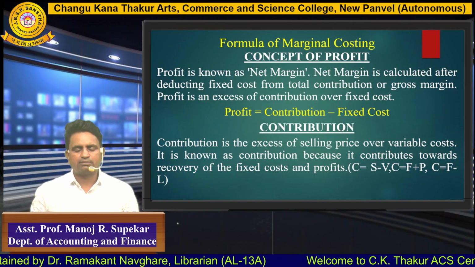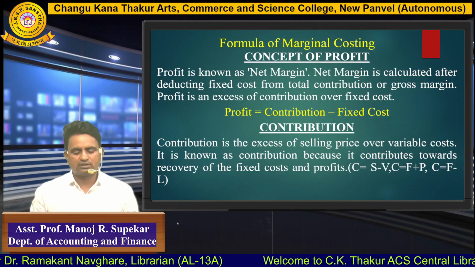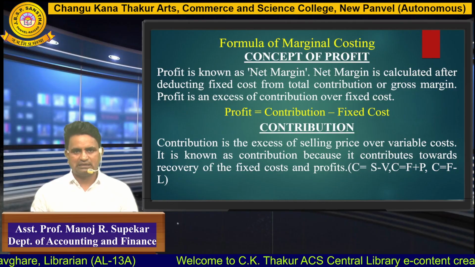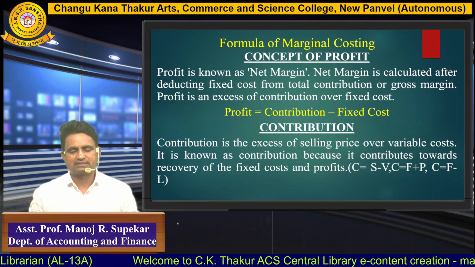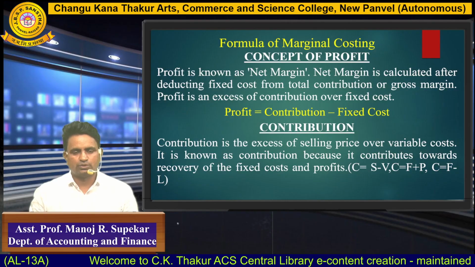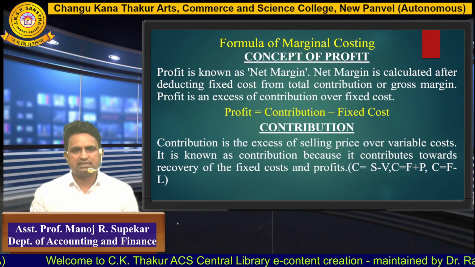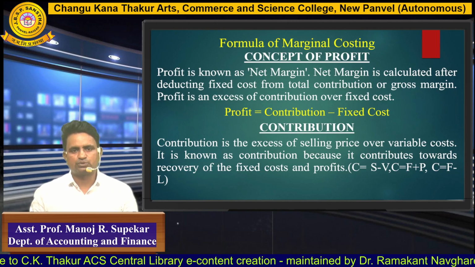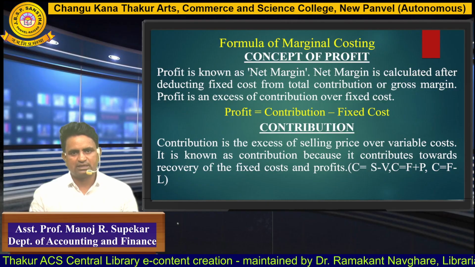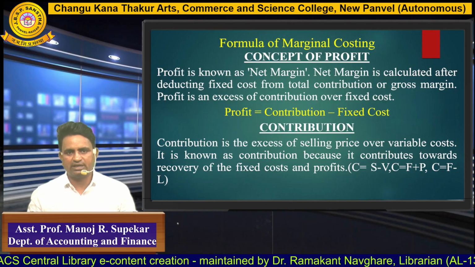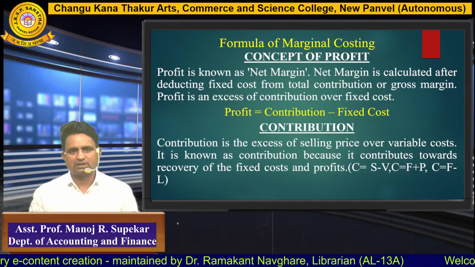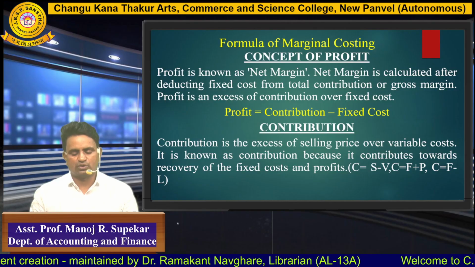Now we're talking about the second concept, that is contribution. Now what is the contribution? Contribution is the gap between sales and variable cost. Whatever the difference between the sales and variable cost, it is known as contribution. For example, suppose my selling price is 10 rupees and my variable cost is 5 rupees. So 10 minus 5, whatever the remaining amount, that is 5, will be the contribution.